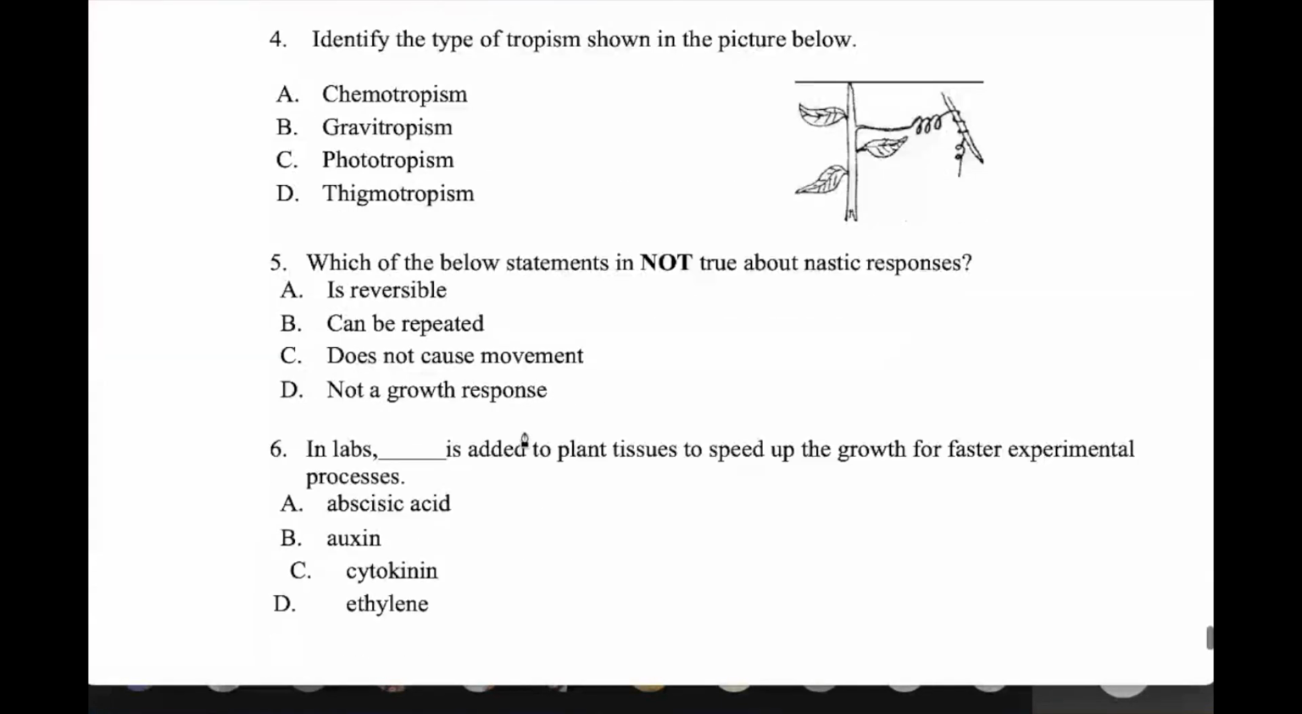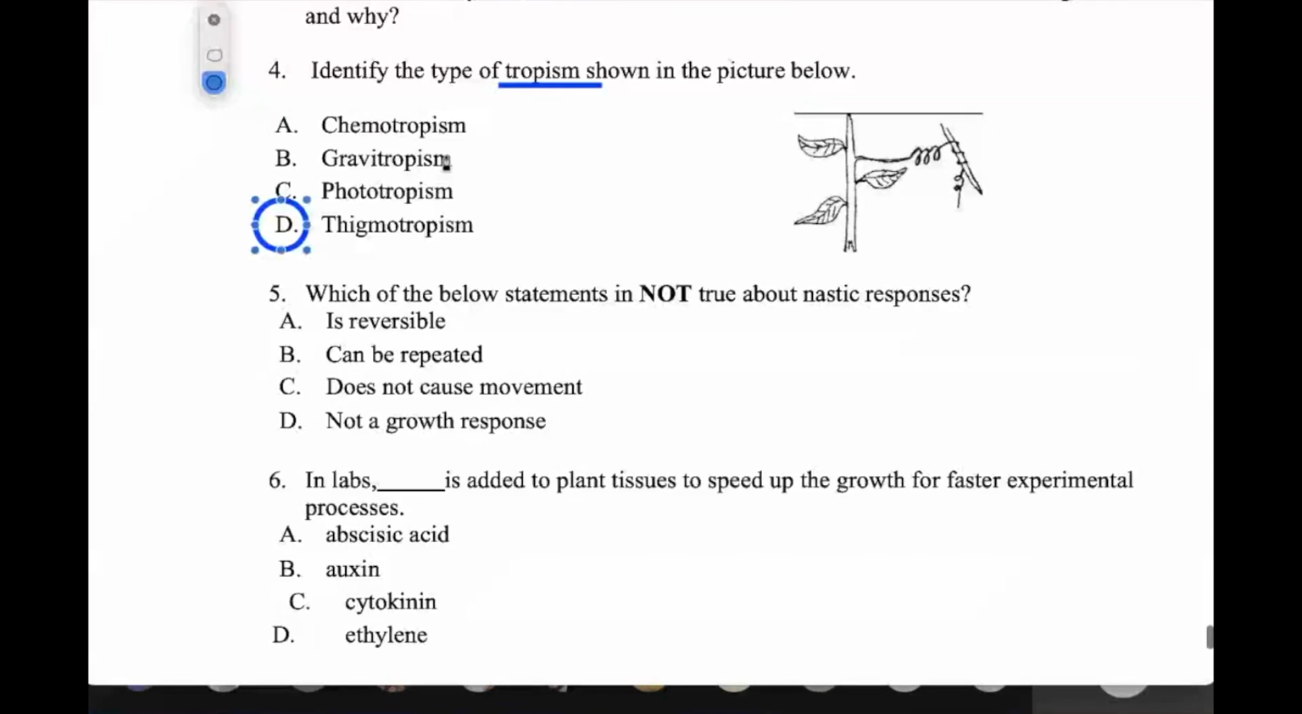Yes. Very good. Identify the type of tropism. Thigmotropism. Very good. What is A? Chemotropism. Chemo is for chemicals. Sometimes the plants are attracted towards the chemicals. Gravitropism is for gravity. And phototropism is for attraction to light. And thigmo is for touch or contact. Yes, contact.